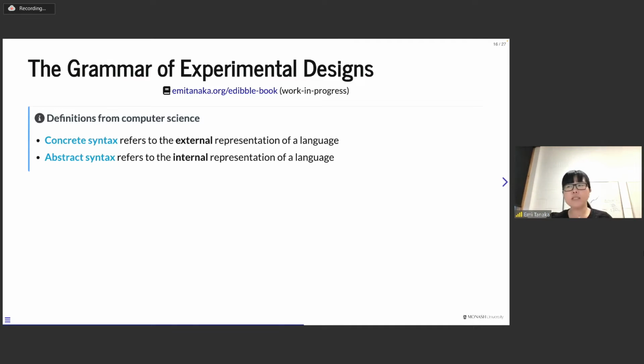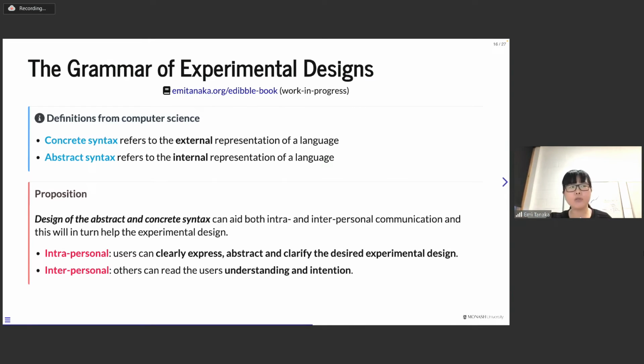Much of this work is really about abstract and concrete syntax, a concept coming more from computer science. A concrete syntax is a reference to the external representation of a language, and an abstract syntax refers to the internal representation of a language. What I'm doing in the grammar of experimental designs is essentially proposing a design of these abstract and concrete syntaxes. I'm putting forward that by doing this, we can aid intrapersonal and interpersonal communication that will ultimately help you design the experiment.